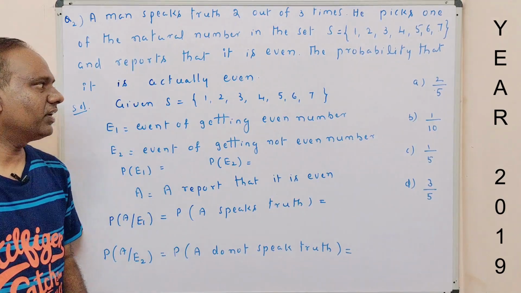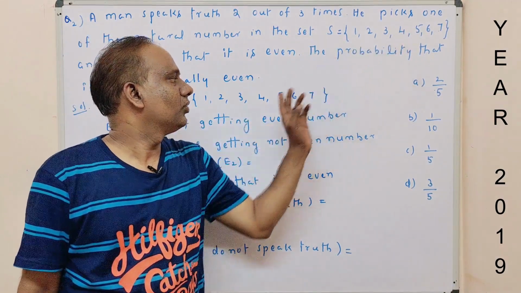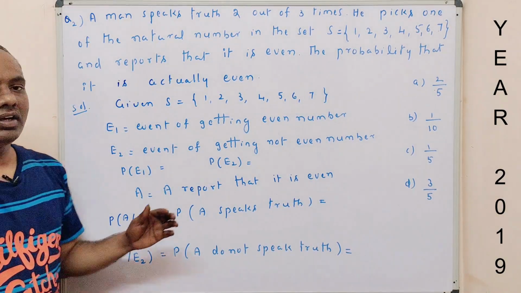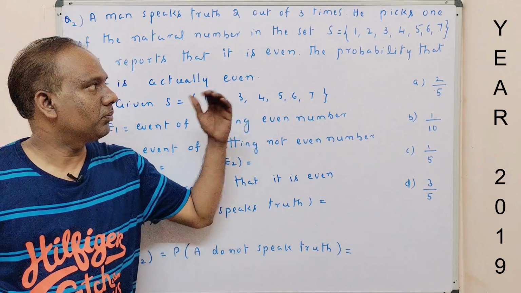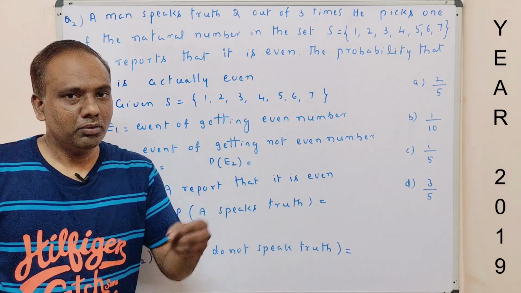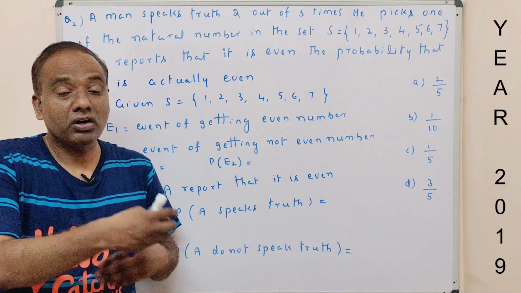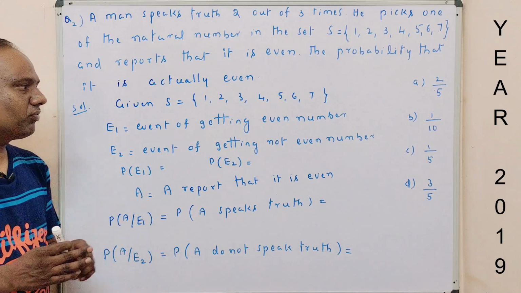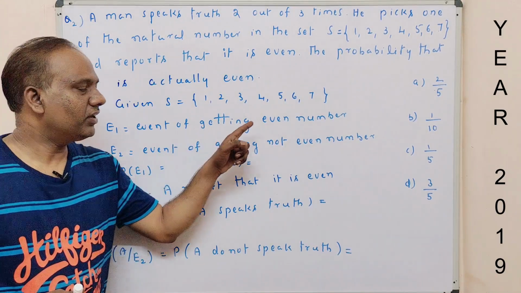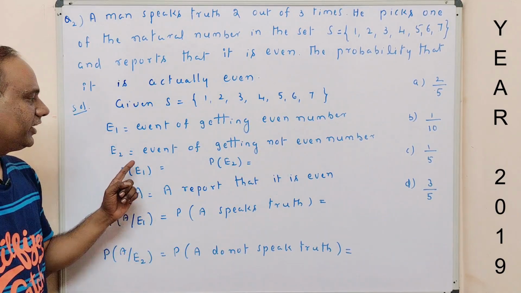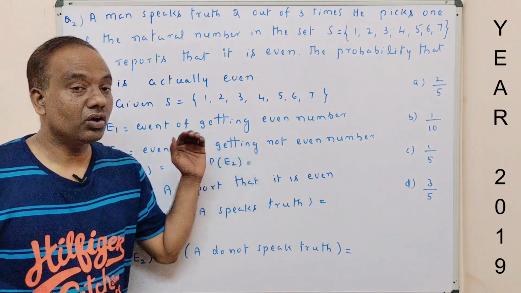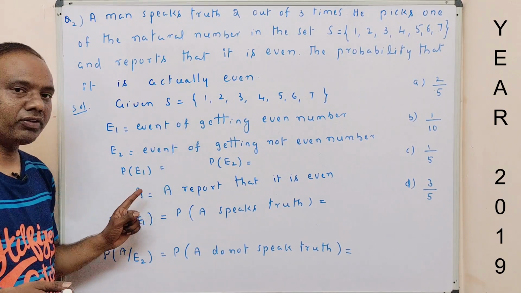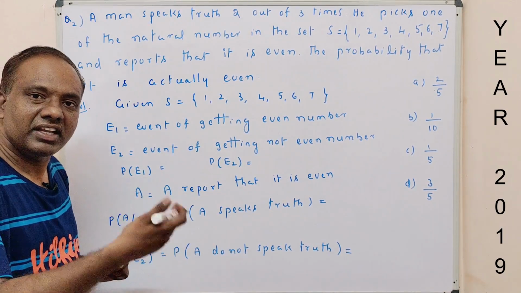So first of all, the given set S is equal to 1, 2, 3, 4, 5, 6, 7. Now here the question is about even number, and he reports whether it is true or false. So that is the question. So first of all, take E1 is equal to event of getting even number, and E2 is equal to event of getting not even number. So P of even means probability of getting even number.